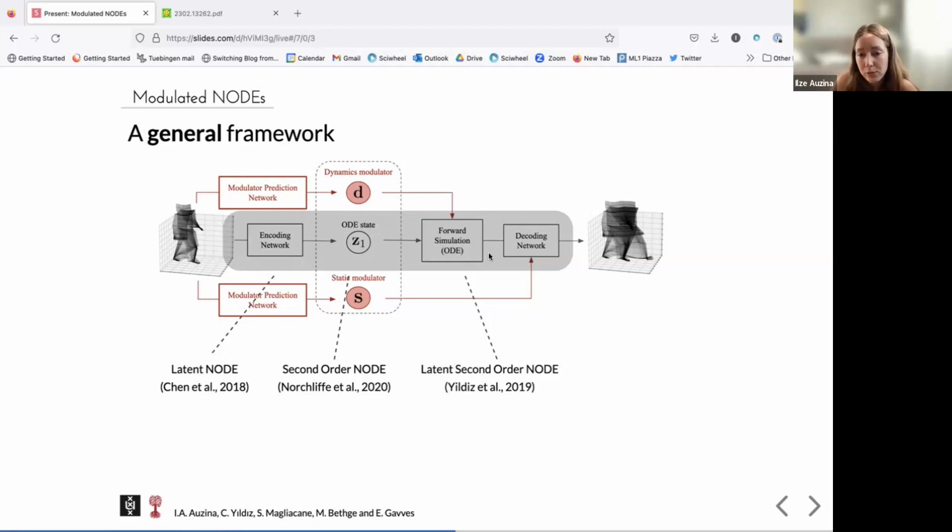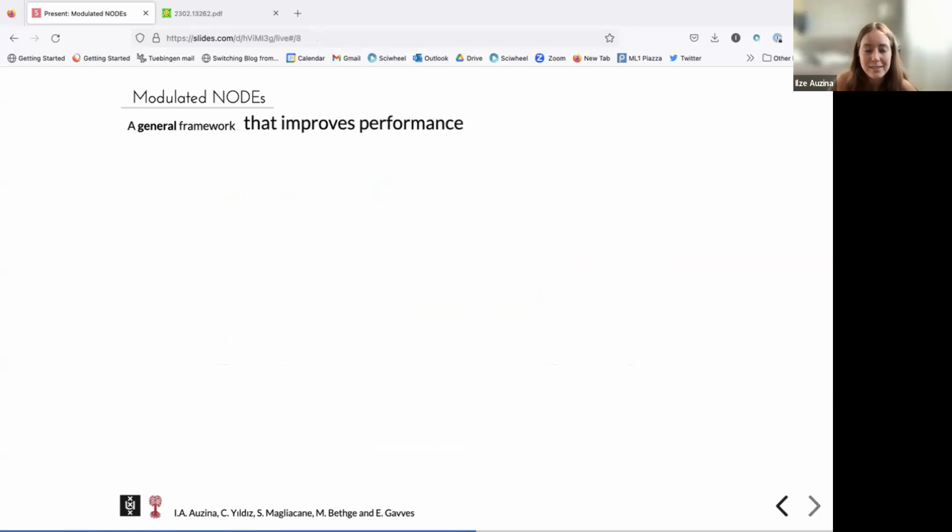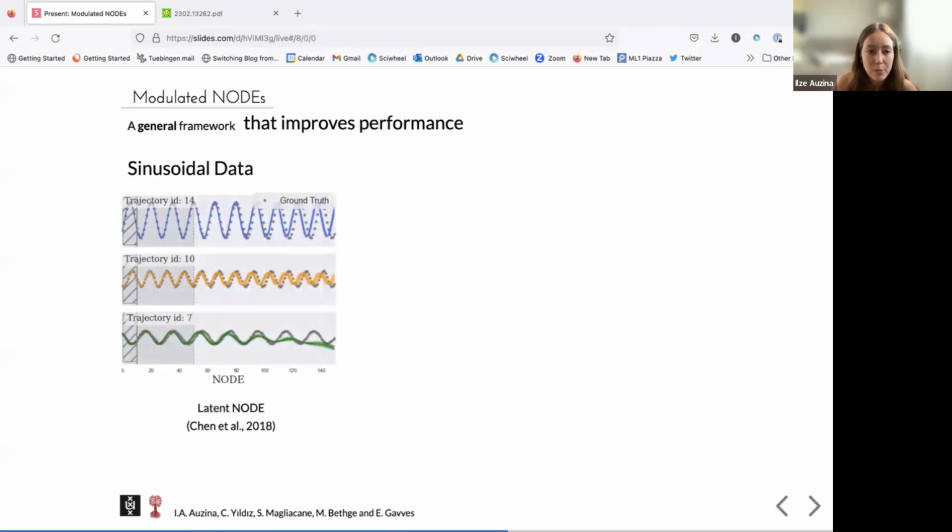It could be a latent second order neural ODE, or it could also be more recent work such as heavy ball neural ODE. Because basically, it can be applied to most neural ODEs, and it also shows its versatility. And most importantly, whenever you introduce something new, the important part is that it improves performance. And this is our in practice.